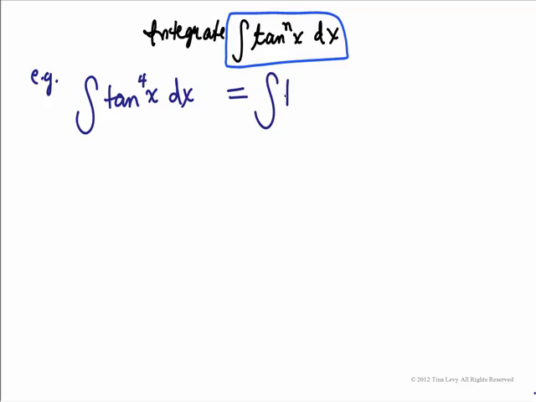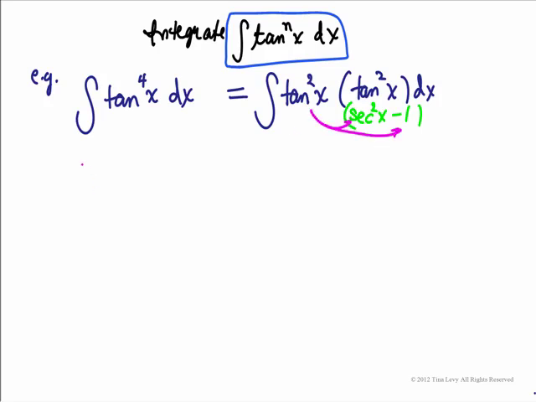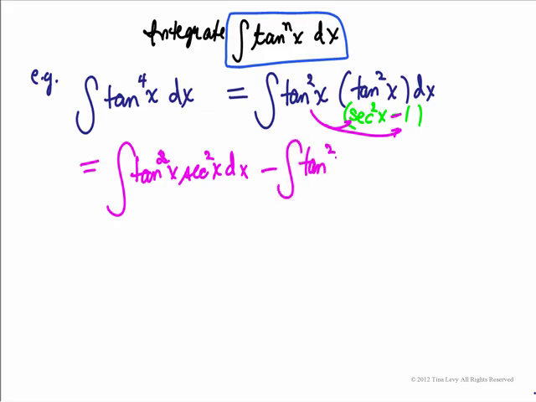So in this one, we're going to have tangent squared x, and then we're going to break out a tangent squared x dx. And that tangent squared will get replaced with secant squared minus 1. So this becomes secant squared x minus 1. We're going to distribute the tangent squared through, and I'm going to write that as two integrals. So it's tangent squared x times secant squared x dx minus the integral of tangent squared x dx.